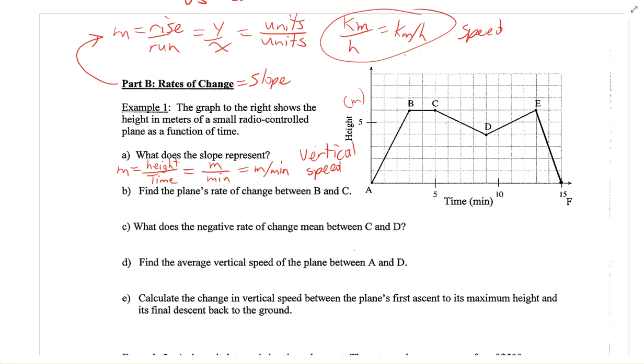But we look at our units to help us try and identify something like that. So what's the rate of change between B and C? Right here, between B and C. So what is your rise? Rise over run. Your rise is 0, your run is 2 minutes.